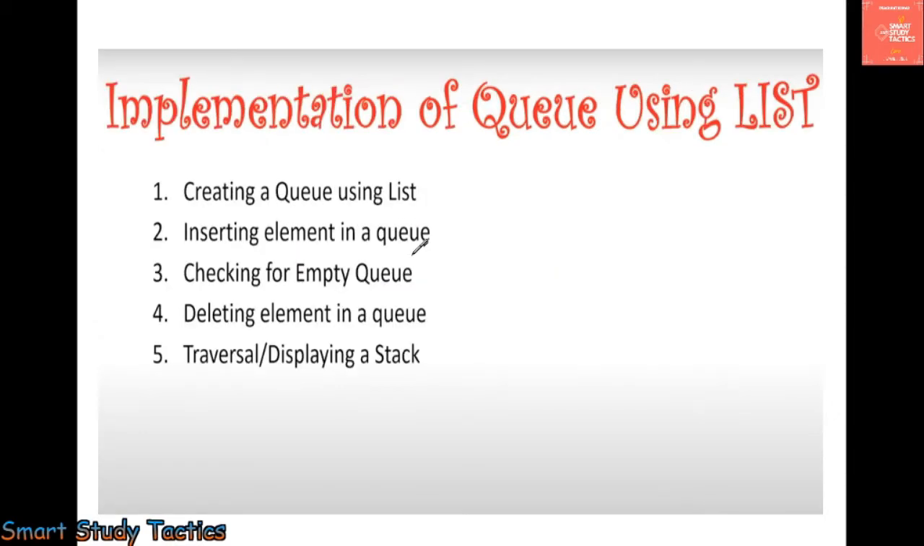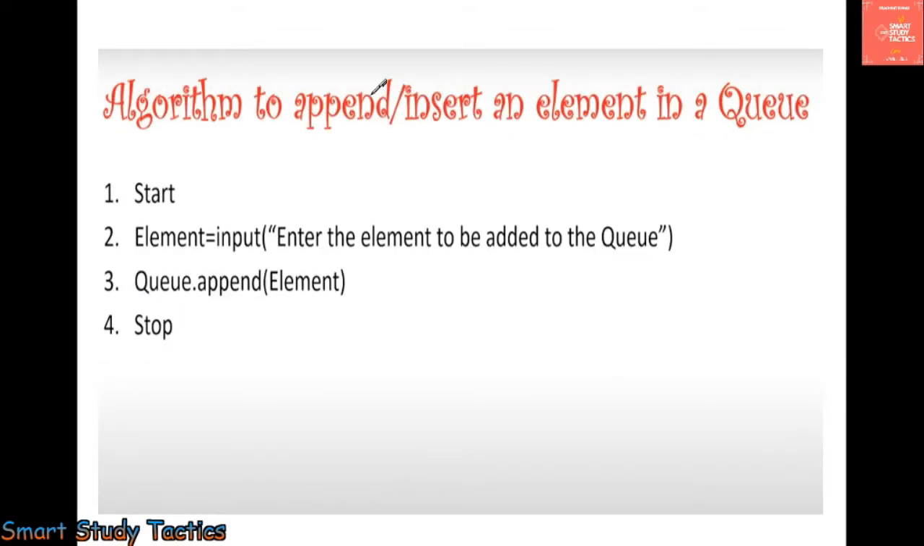Now let's understand the implementation of a queue. You can create the queue, insert a value, check whether the list is empty, delete, and traverse. Similarly, you can add. If you have watched my previous video on the stack, then it will be clear to you. With queue dot append, you can easily add.